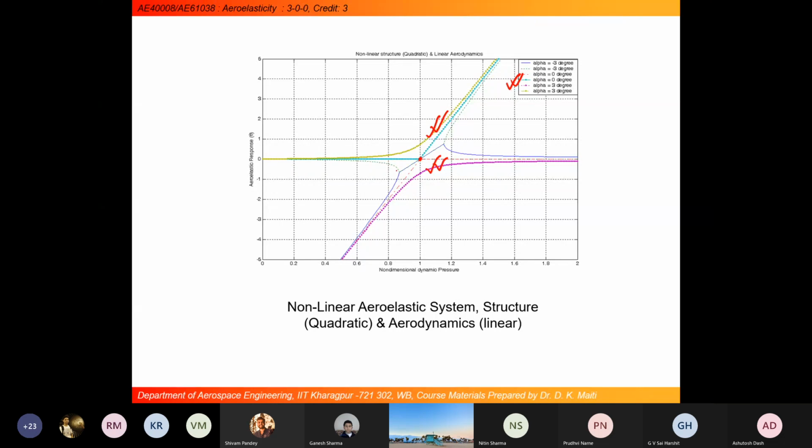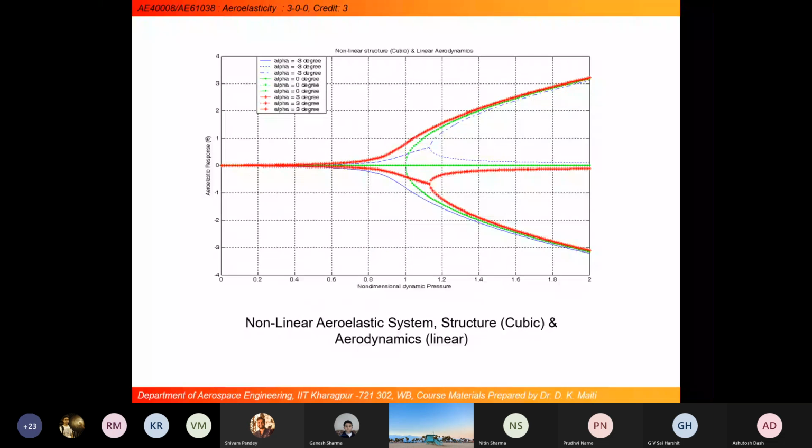Then I am going to cubic nonlinearity, and we will also get a similar kind of behavior. Meaning, what we have seen in the linear system, at critical divergence speed, suddenly the torsional deflection of the aeroelastic system will be very high. In the nonlinearity, we are not getting that. Suddenly, it is not increasing. It is progressively increasing for different values of q.